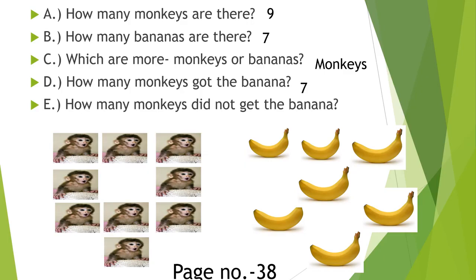E part is how many monkeys did not get the banana? 1, 2, 3, 4, 5, 6, 7, 8 and 9. 9 monkeys in this picture and 7 bananas in this picture. Then how many monkeys did not get the banana? 2. I will repeat this again.